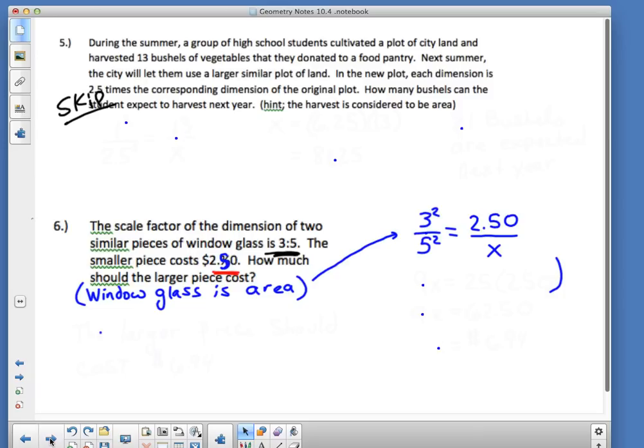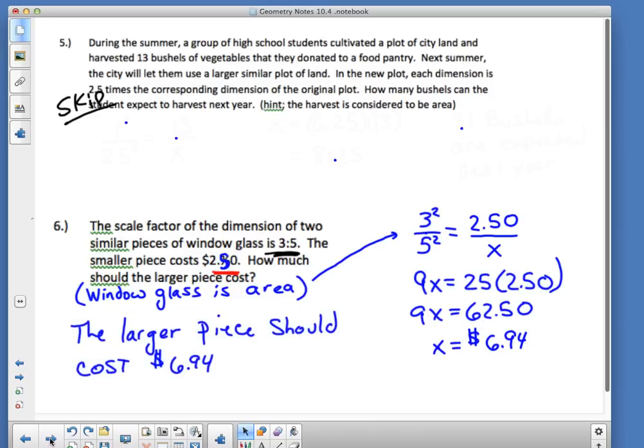Okay, so now keep in mind as we're going through this, 9 to 25, now I cross multiply, and I find that my cost is $6.94. Now, keep in mind, I used a simplistic value for the pane of glass. $2.50 pane of glass is pretty darn small, okay? If I'm going to be making it bigger, 3 to 5, finding that other area. Okay, so again, as I finish, the larger piece should cost $6.94, and I'm golden.